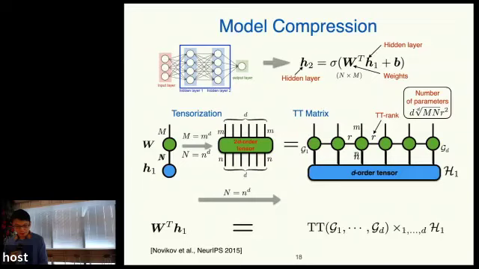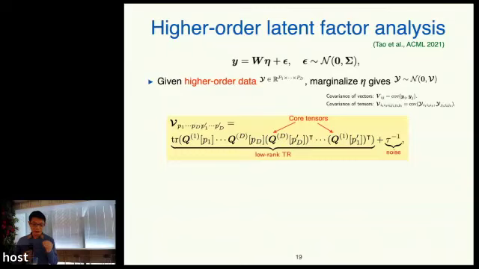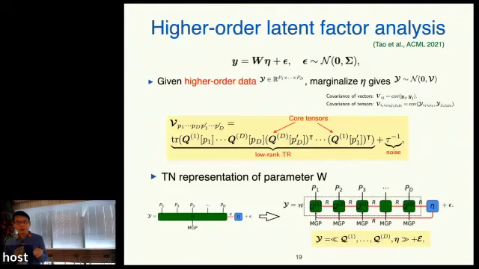To understand why this idea works, we use a very simple model, like a linear model, to analyze. We assume this is a linear factor analysis. Y is the data, and we assume it is projected by W to get a latent factor eta. After marginalizing eta, we get a distribution of Y that is Gaussian with a covariance matrix. This is very standard. Now if we tensorize Y to a high order tensor, then the covariance V becomes a high order covariance. Then we assume the covariance tensor V can be decomposed as a tensor network, so we have many core tensors. That means if we tensorize Y, or if we use a tensor network to model W, we are implicitly assuming that Y has a high order tensor structure.